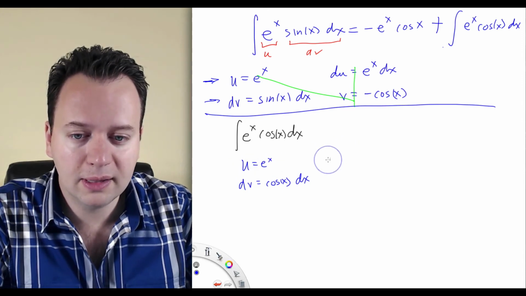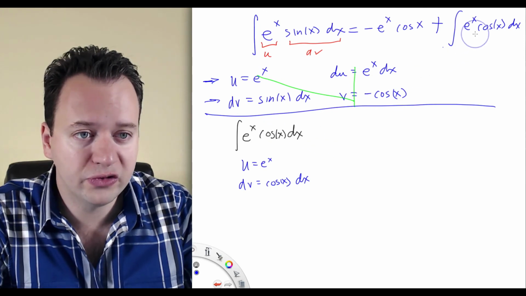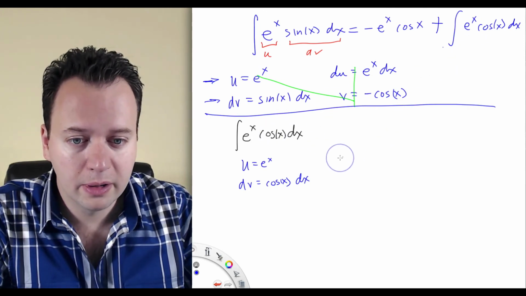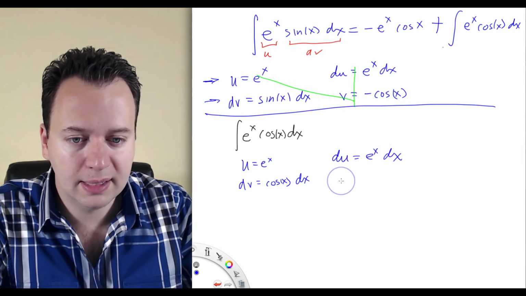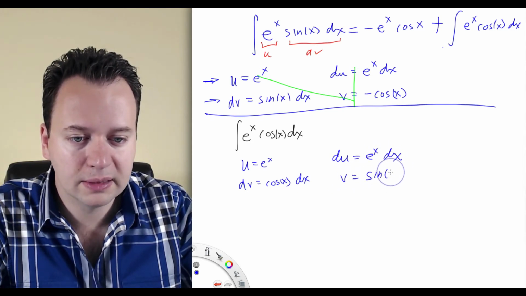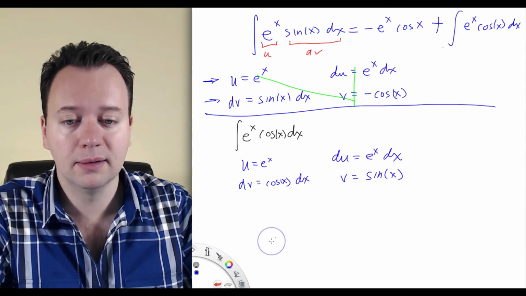So u is equal to e to the x because that was the same way we had it set up before. This is for the second integral, this one up here. So then du is equal to e to the x dx, and v is equal to sine of x. Right? The integral of cosine is sine because the derivative of sine is cosine.